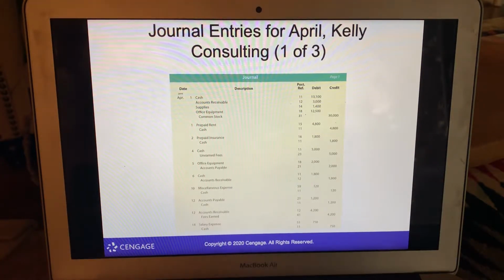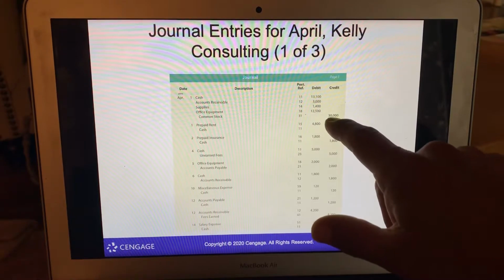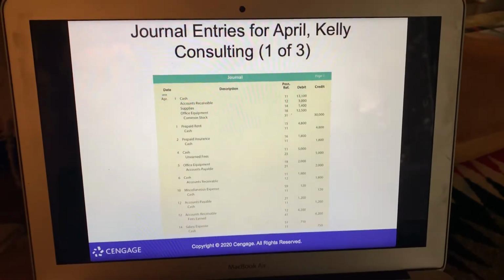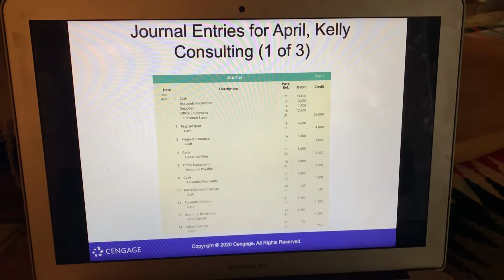So cash, and then accounts receivable, supplies, and then our common stock credited for that amount. So these right here should add up to 30,000. Prepaid rent. Oops, sorry, didn't mean to hit the camera. Prepaid rent, we did pay it, and so cash is 4,800. Prepaid insurance 1,800, cash 1,800. So those are all the journal entries.